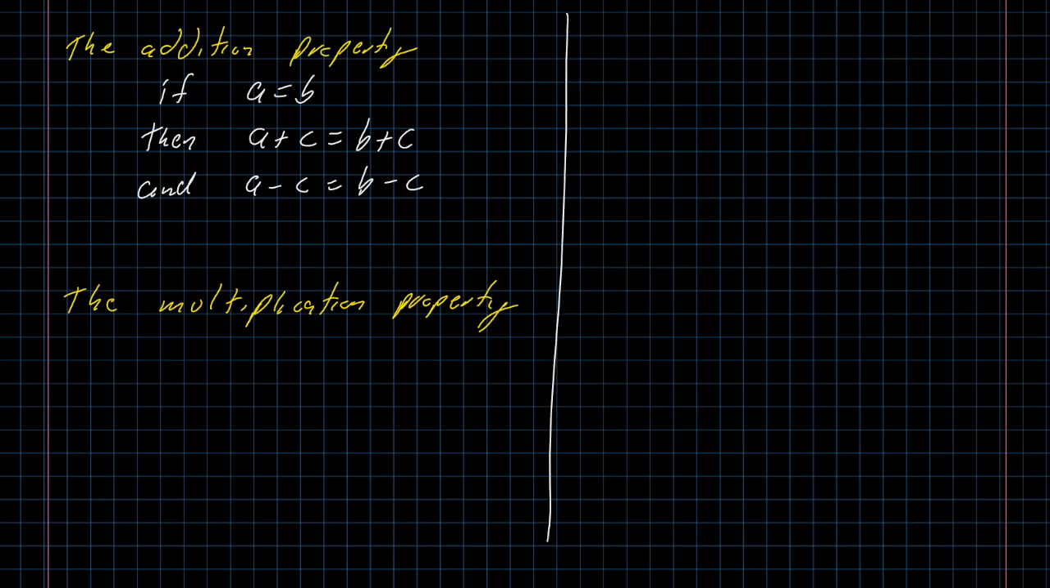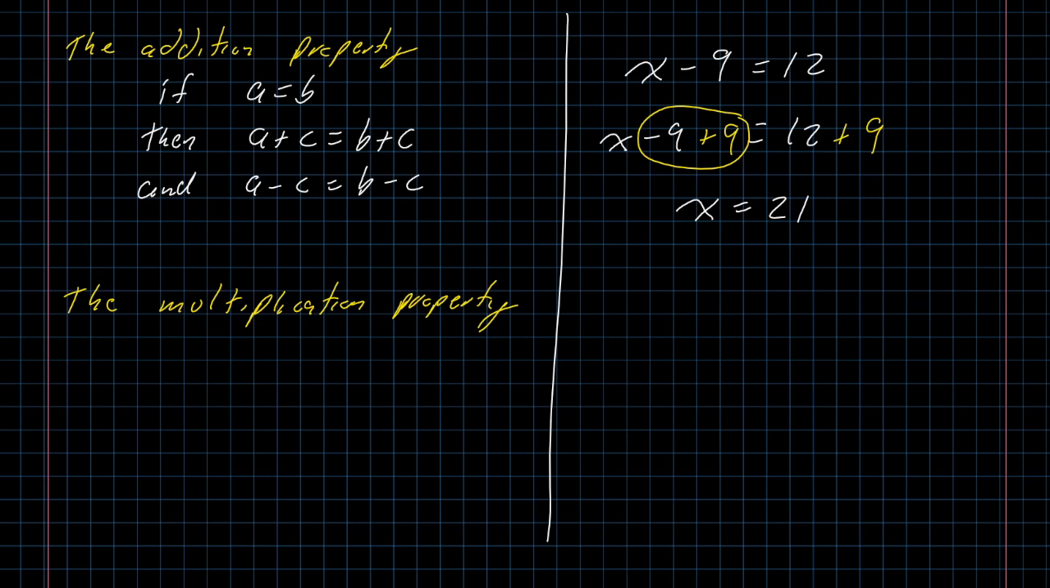As a practical example, the addition property very often shows up when we have something like x minus 9 equals 12. Our goal in solving the equation is to get x by itself. X currently has 9 being subtracted. We can get rid of that subtraction by adding 9. And if we add 9 on the left, the addition property of equality says we also have to add 9 on the right. And on the left-hand side, simplifying this expression, minus 9 plus 9 cancel each other out. We are left with x by itself. On the right-hand side, 12 plus 9 is 21.